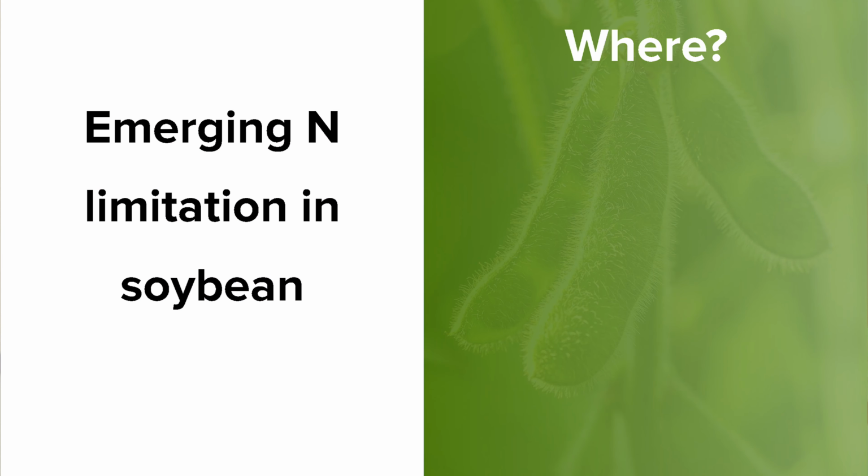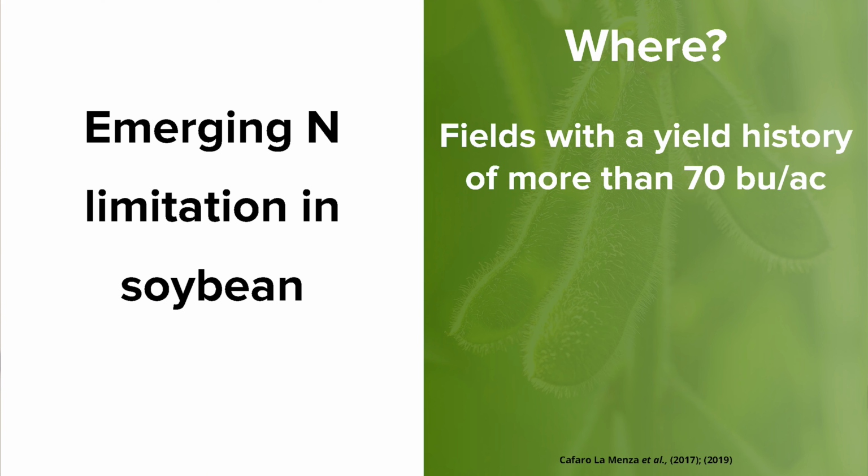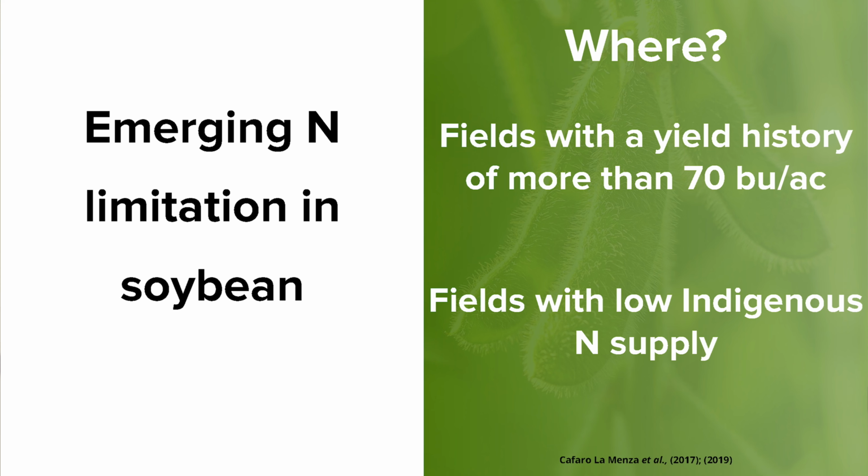and actually the cases of nitrogen limitation are in fields that yield more than 70 bushels. In general, that is where you can expect to see more nitrogen limitation. But not all the fields that yield more than 70 bushels have that nitrogen limitation. What we have seen is that usually if those fields have a low amount of indigenous nitrogen, those are the fields that responded more to nitrogen in soybean.